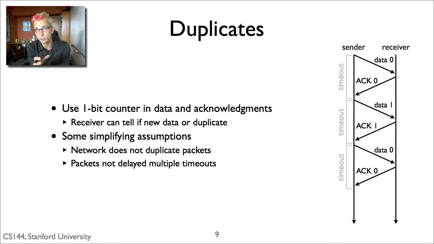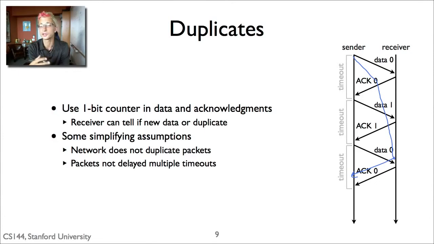Now, a single bit counter makes a couple of simplifying assumptions. This doesn't work all the time. Like, what if a packet is delayed for many round trip times? It could be, for example, that this data 0 is delayed all the way to here, and then the receiver ACKs it, but it turns out it's actually just a copy of old data.